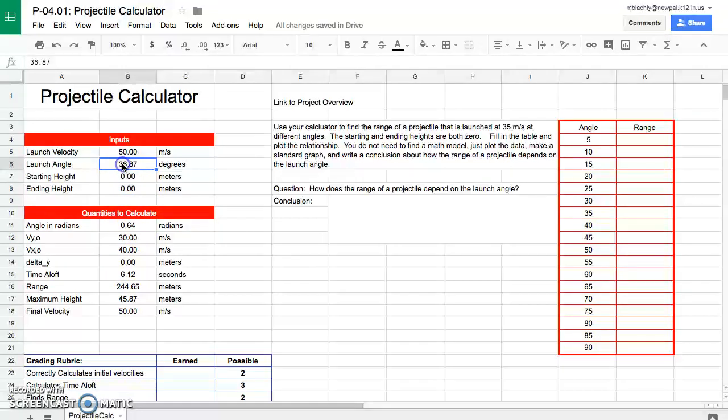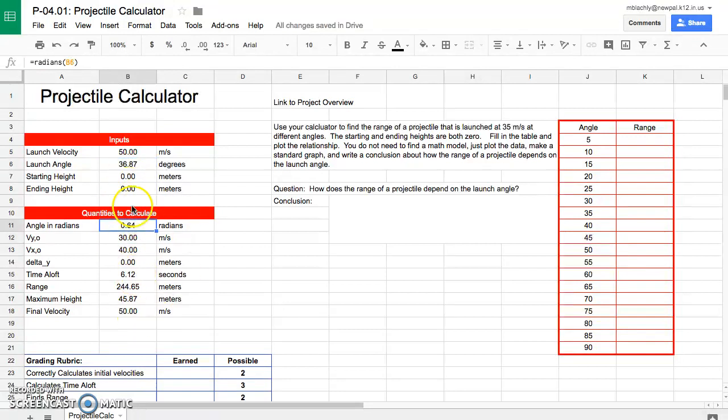A quick note, if it's a horizontally launched projectile, that simply means the launch angle is 0. And when you put a launch angle of 0 in, you will see that the velocity in the y direction initial, right here, is 0. So that's how you can solve horizontally launched projectile problems.